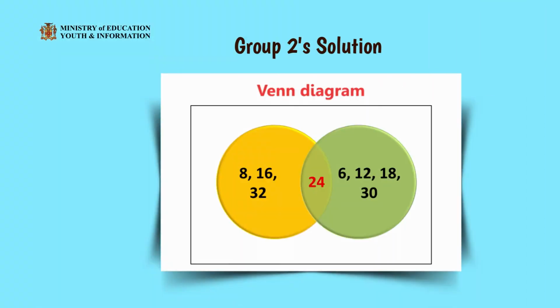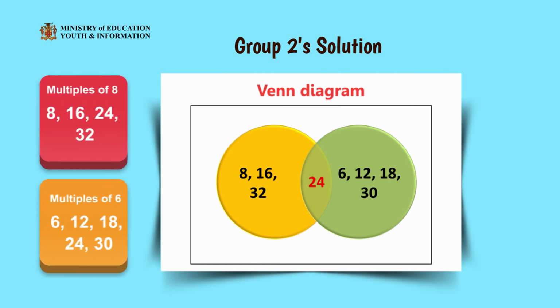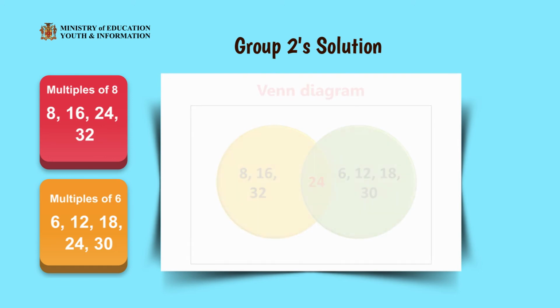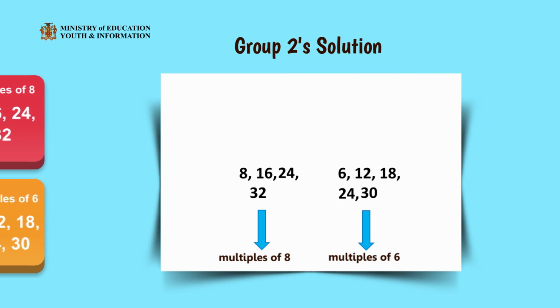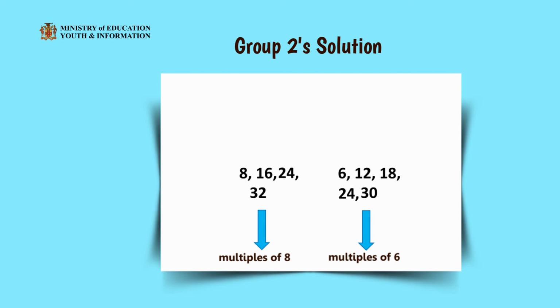Now, here is the approach of group 2. They decided to use a Venn diagram to illustrate the multiples and common multiples of 8 and 6. Can you explain what they did? Great job! They listed the multiples of 8 and 6, which are as follows. The multiples of 8 were 8, 16, 24, 32, and the multiples of 6 were 6, 12, 18, 24, and 30. They then identified the common multiples of 8 and 6, which is 24.